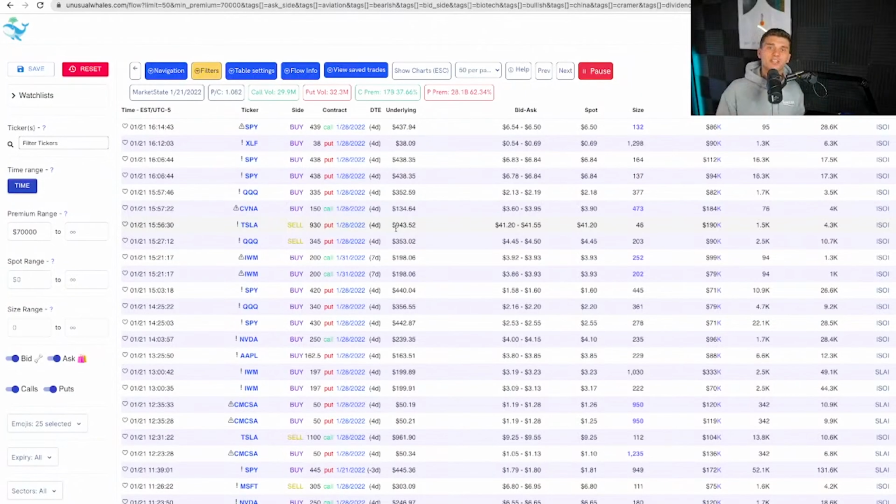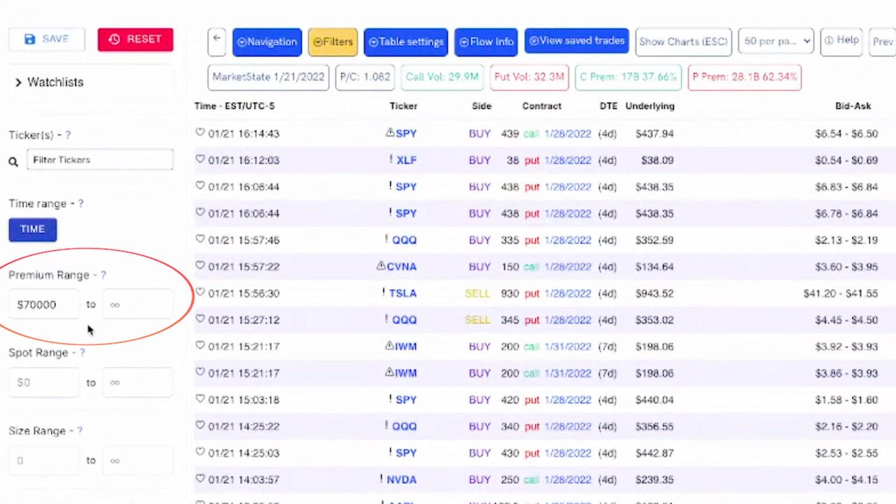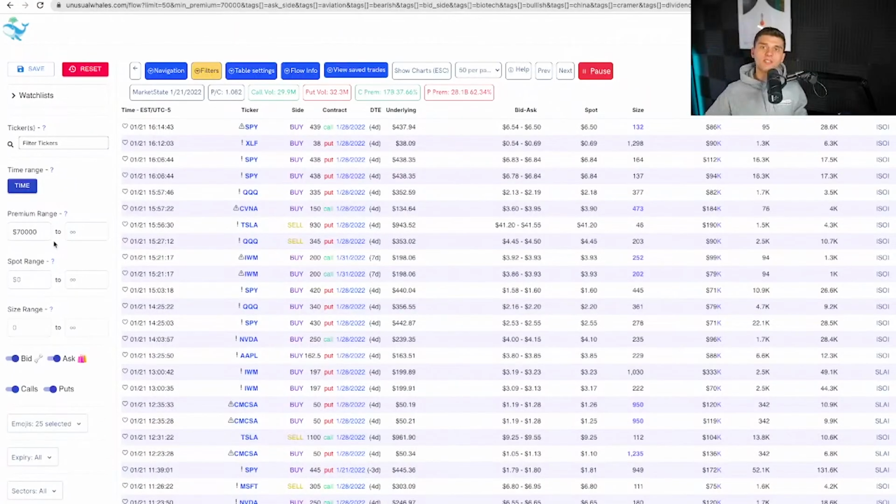Now, guys, like I mentioned, every single person has a different way of organizing their filters and looking for that specific flow that they want to see. For me, the first thing that I do when I'm setting my filters is I set my premium range as a minimum of 70,000. Now, the reason that you want to do this, and you can pick whatever number you'd like, personally, the reason that I set it at 70,000 is I want to make sure that whatever whale that I'm trying to follow the flow on actually is a bona fide whale.